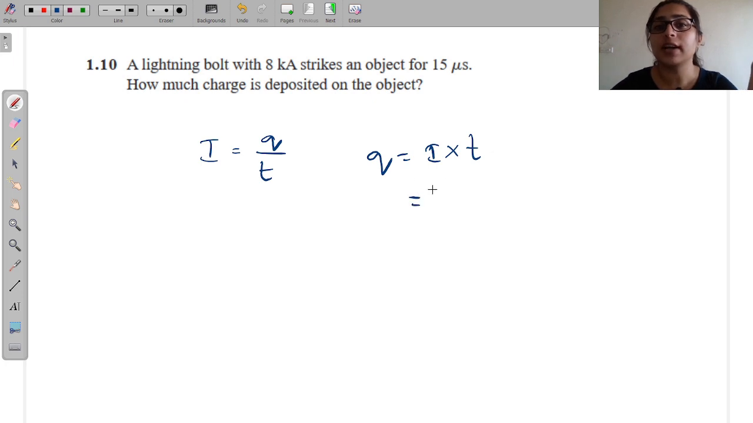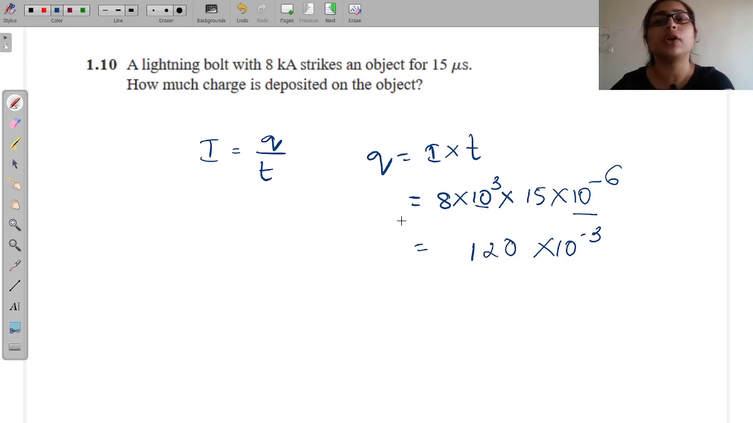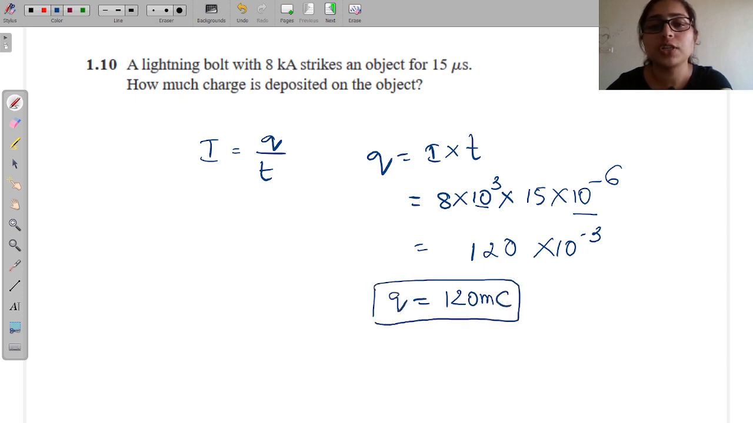So here what is the current? It is 8 kiloampere, that is 8 into 10 to the power 3. What is T? It is 15 into 10 to the power of minus 6. So 10 to the power 3 and 10 to the power of minus 6 will give you 10 to the power of minus 3. And 15 into 8 is 120. So I can write this as 120 millicoulomb. This is the charge which is deposited on the object. So the answer is 120 millicoulomb.